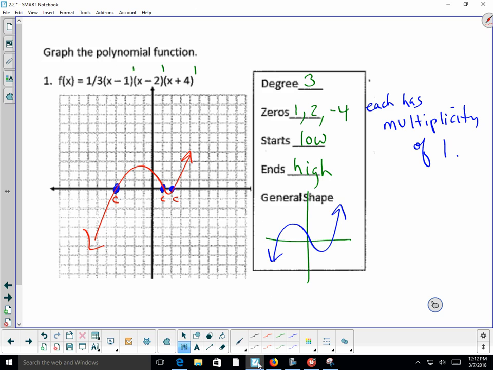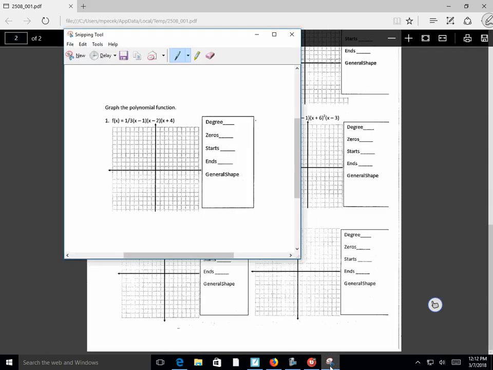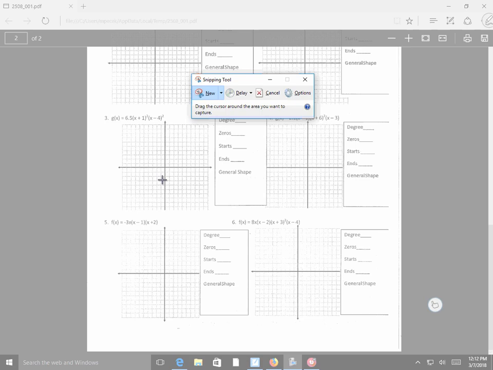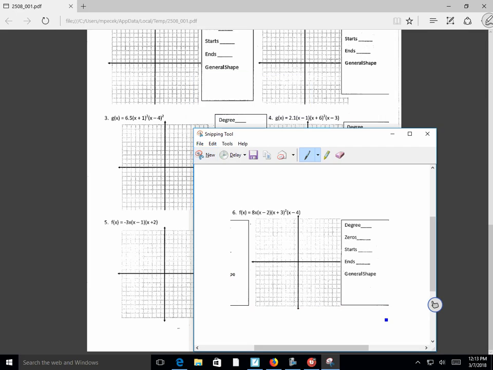Okay, so let's jump to, you guys probably want to do number 8, maybe, because that looks like the toughest one there. Let's do that one. Oh, there is no number 8. You're like, what? I meant number 6. So let's do number 6.